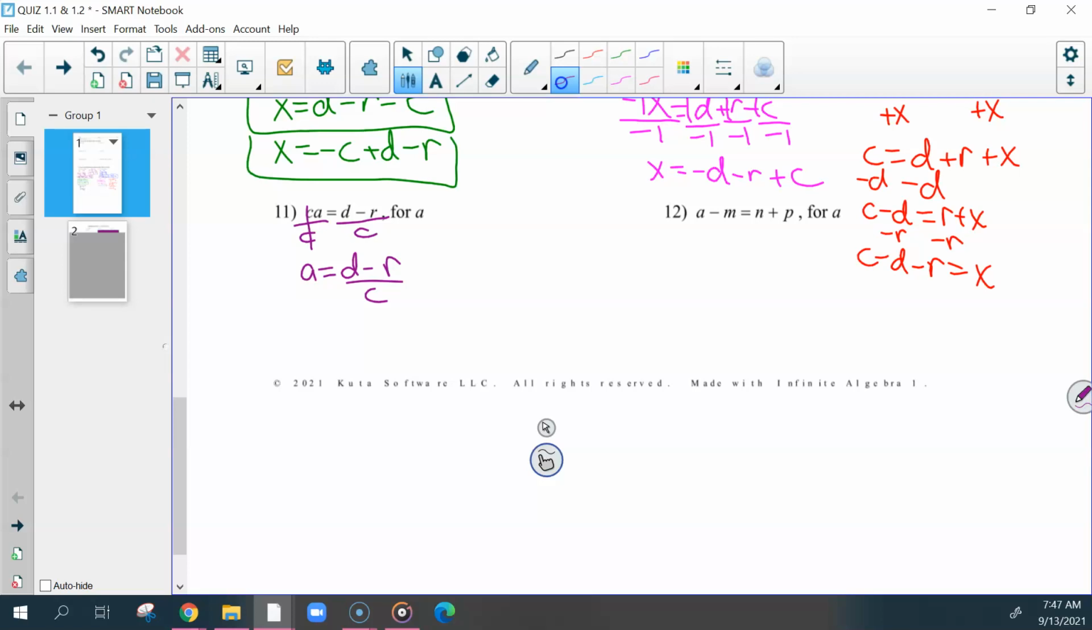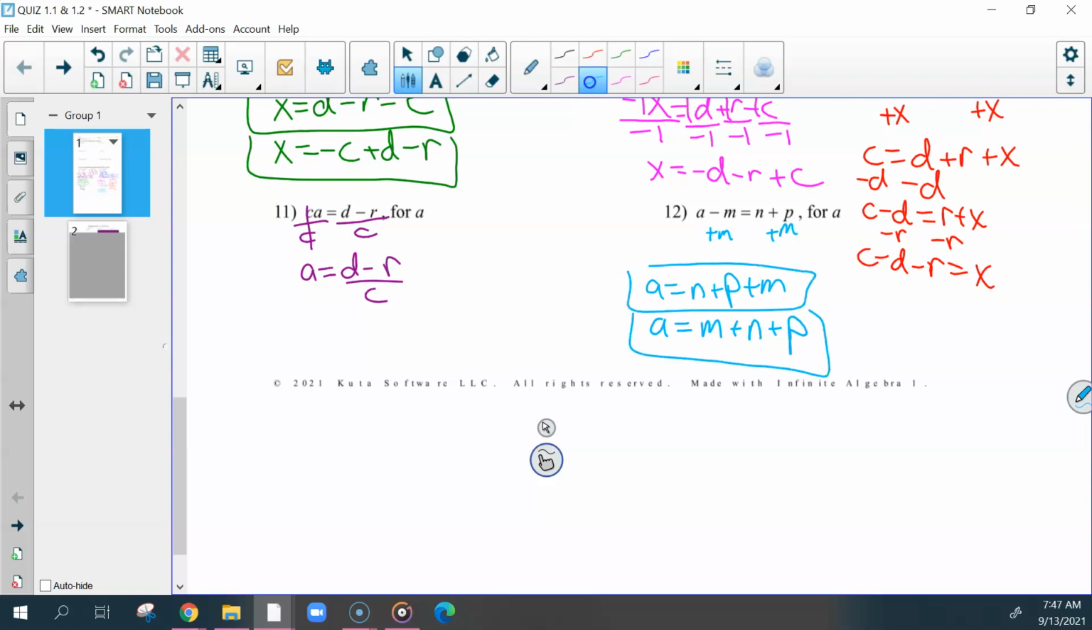And for the last one, you needed to get A by itself, and M is near A. So to get rid of it, add M to the other side. Or if you want to put it in alphabetic order, you can do that. Questions on either of those?